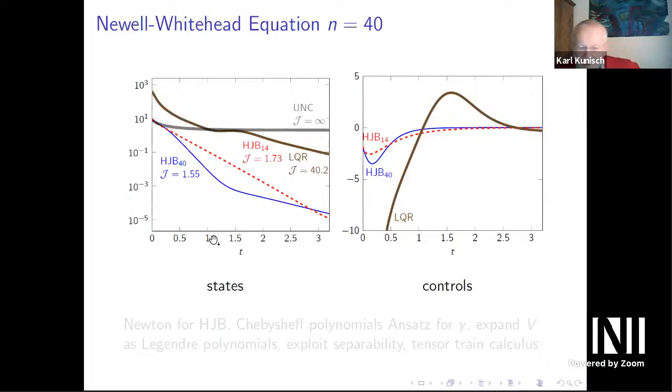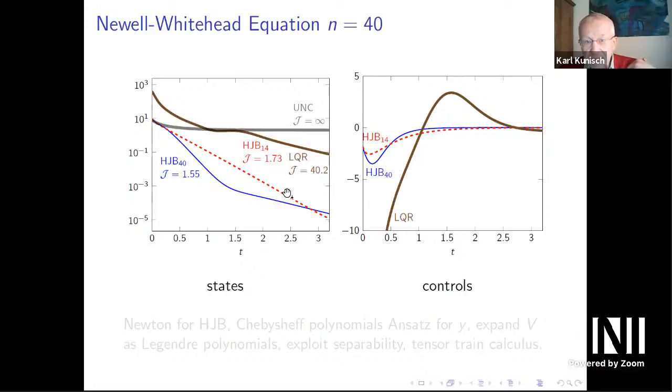What do you see on the left? As a function of time, you see the state. In gray, you see the uncontrolled state. It starts at 10 and tends towards 1. We are not too surprised. Of course, the corresponding cost is infinite. Then we linearize and do a linear quadratic regulator, a Riccati approach. It tends to 0, the corresponding solution, at an extremely high cost of the control compared to HJB feedback.